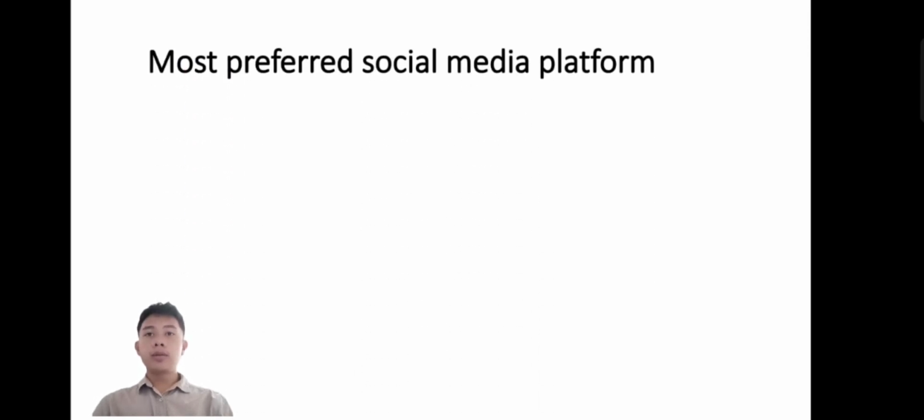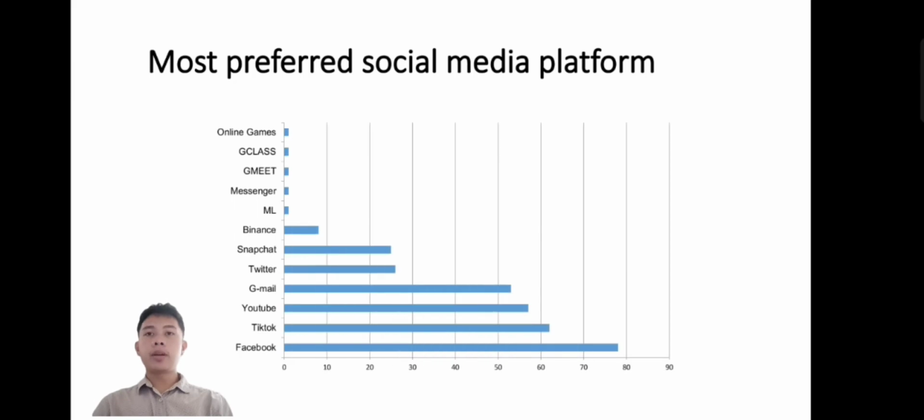Figure 2. Most preferred social media platform. Figure 2 contains the data on the most preferred platforms, and each participant can choose 3 among the provided. All in all, the most preferred one is Facebook with 78%. Coming in second is TikTok with 62%. YouTube goes in third place with 57%.